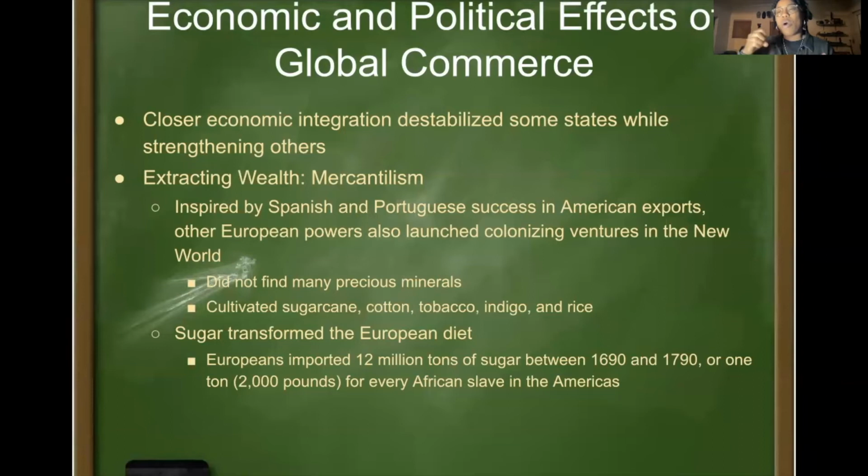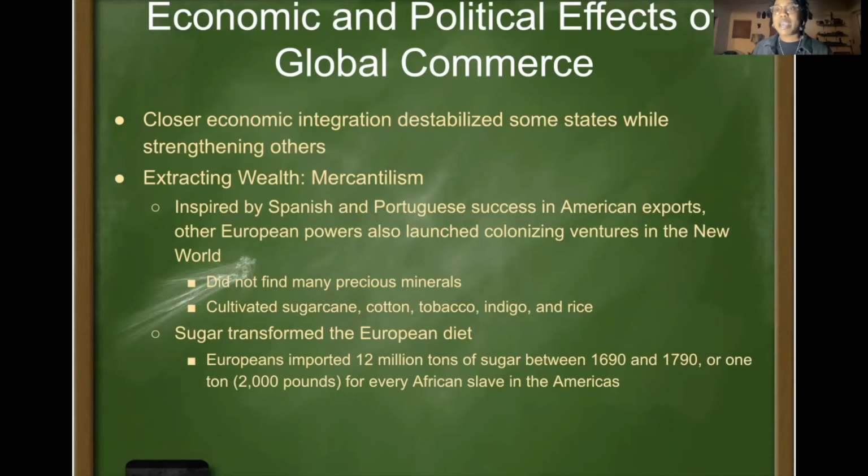So extracting wealth. So this term of mercantilism. I'm going to explain a little bit more on the next slide what that really looks like during European society, but it's going to be a concept that is prevalent, at least in thought, for a lot of the next few hundred years of interaction with European societies. So mercantilism is going to inspire Spanish and Portuguese success in American exports, and other European powers also launch colonizing ventures in the New World.